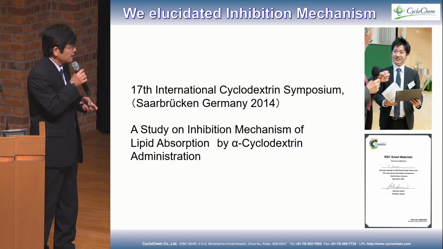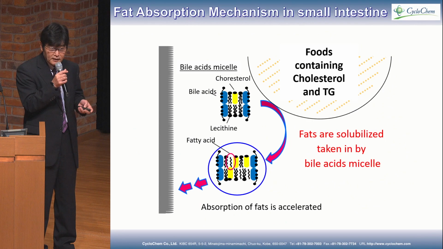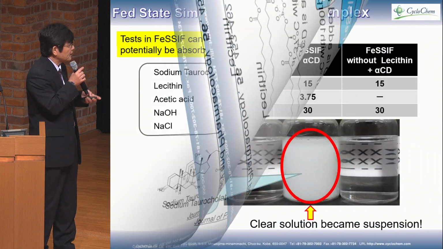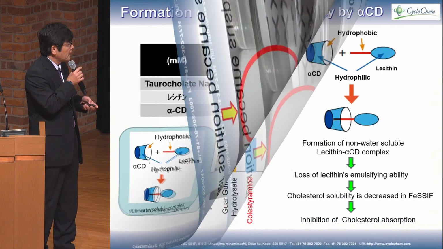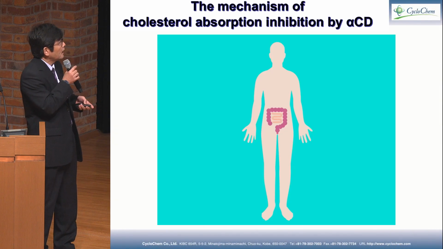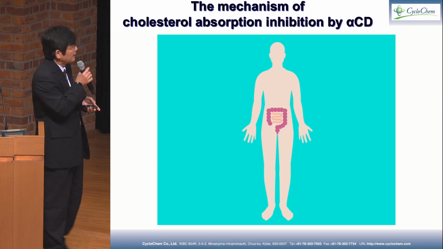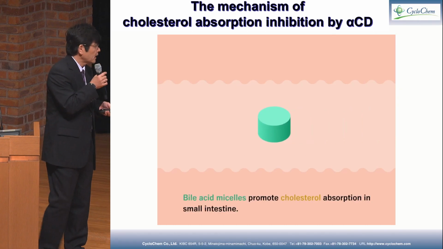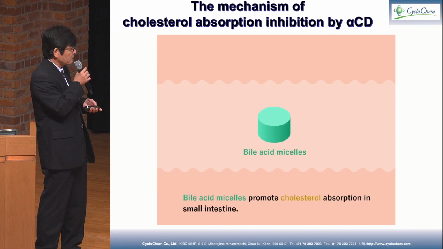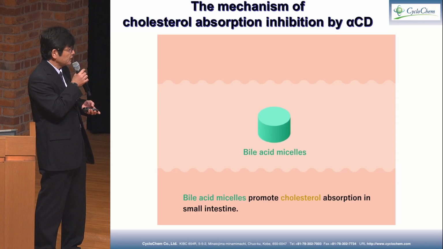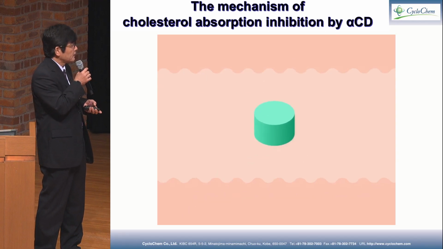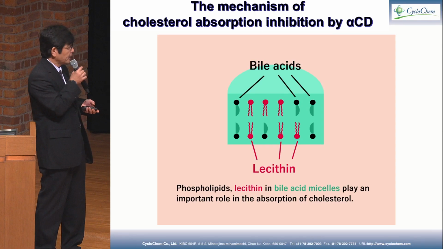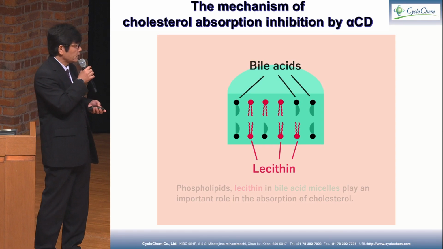To explain the detail would take a long time, so I want to use a video again, skipping this data. Here, using a video of the small intestine, bile acid micelles are available to promote cholesterol absorption in the small intestine. These bile acid micelles play an important role in the absorption of cholesterol.